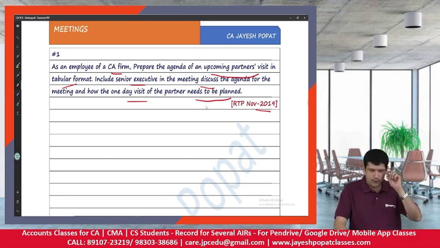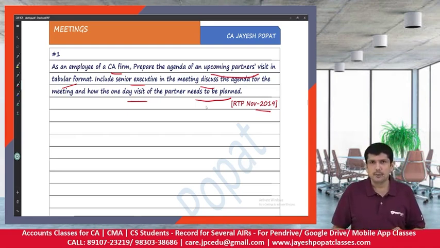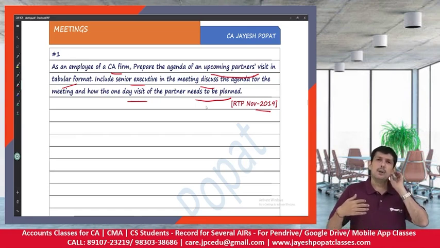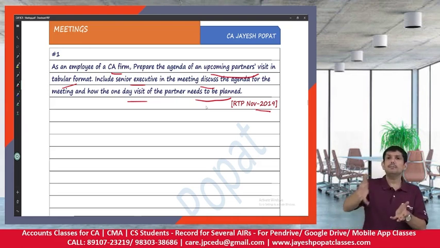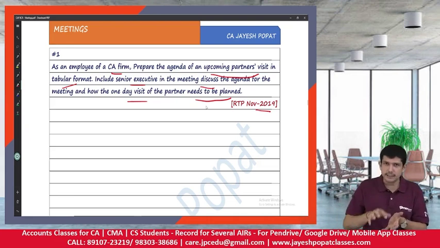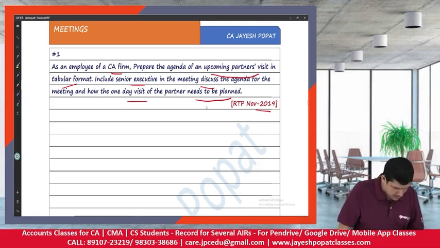So see, first of all, it is very important to understand the topic well, because as I read about it and then asked for your points, you people started pointing in matters which were before the meeting. But here the main topic is that when the partner is here at your office location, what should be discussed. So sales analysis, accounting process.